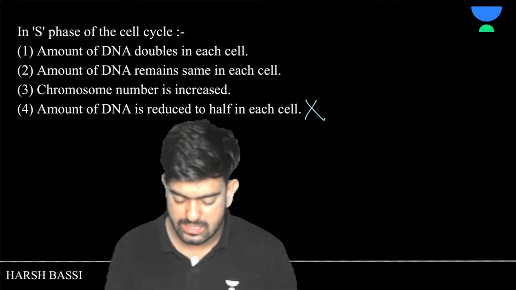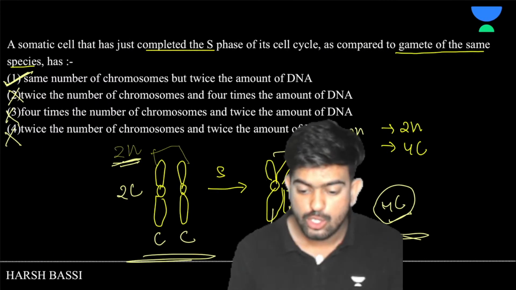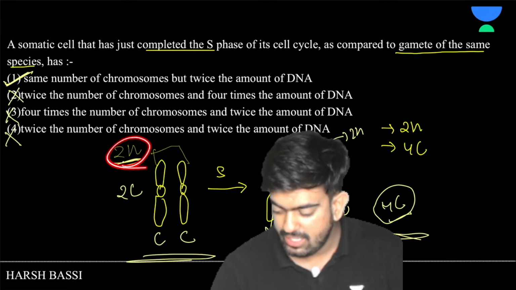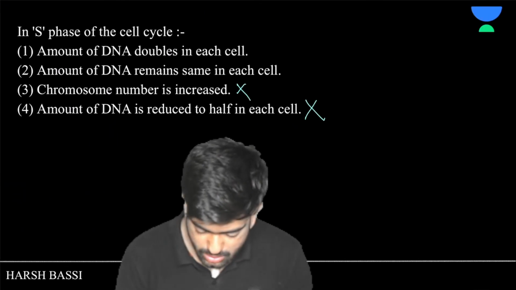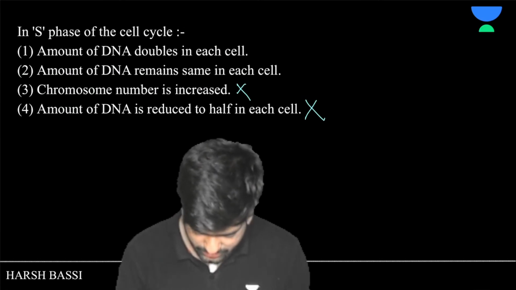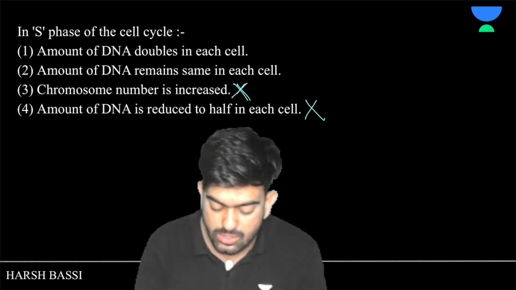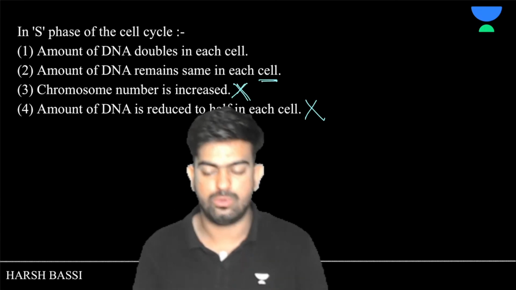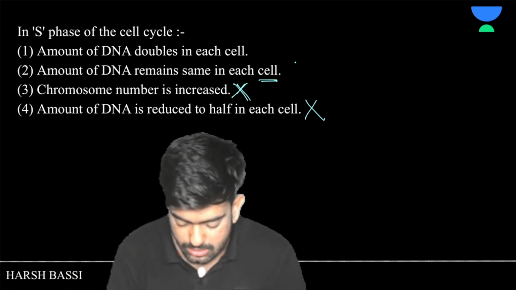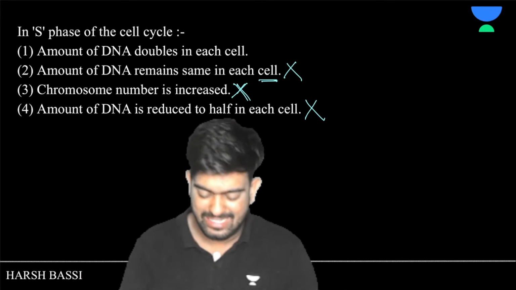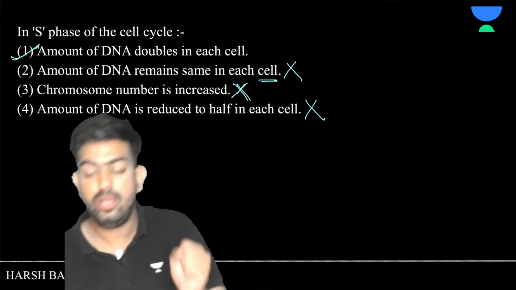Chromosome number is increased. Sir, we have seen with the help of this explanation that chromosome number remains the same, so chromosome number will not change. Now second option, amount of DNA remains same. No, duplication is happening, so the amount of DNA can't remain the same. This is also wrong. Amount of DNA doubles in each cell. So the correct option will be option number 1.